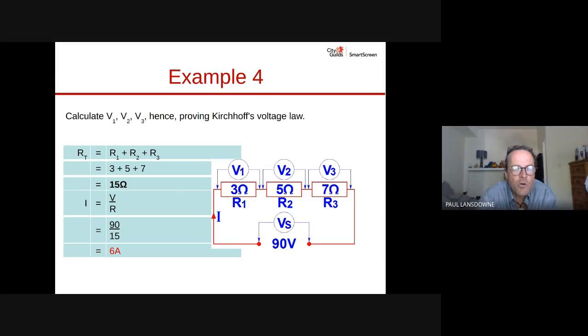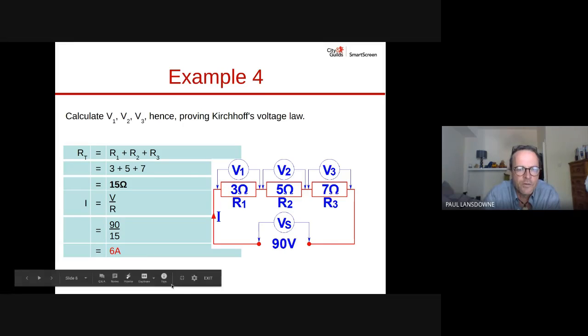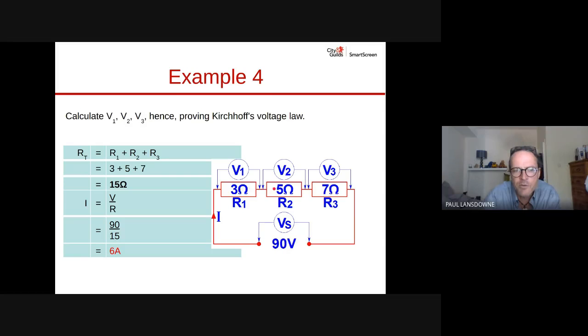Now we put that into our Ohm's law calculation. We have 90 volts divided by 15, which gives us 6 amps. Now we have 6 amps flowing through this circuit. So if I put the pointer on, 6 amps flow through this resistor, 6 amps flow through this resistor, and 6 amps flow through this resistor.